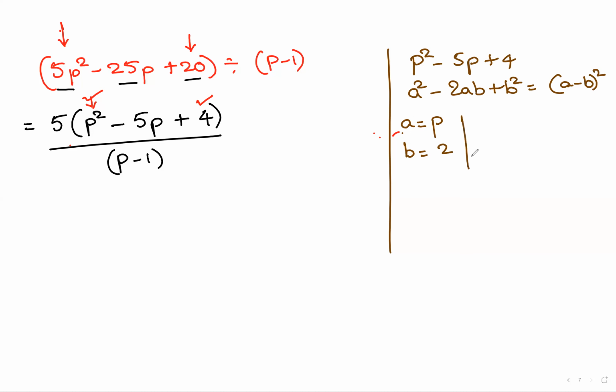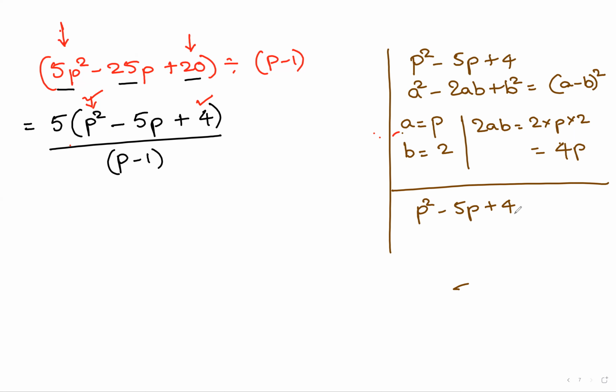Now let us check 2ab. 2ab is equal to 2 into p into 2, that is equal to 4p. Are you able to write it? Is the middle term satisfied? No. Now what to do? When it is not satisfied, go with the fourth identity. Go with the fourth identity. What is the fourth identity, my dear students?